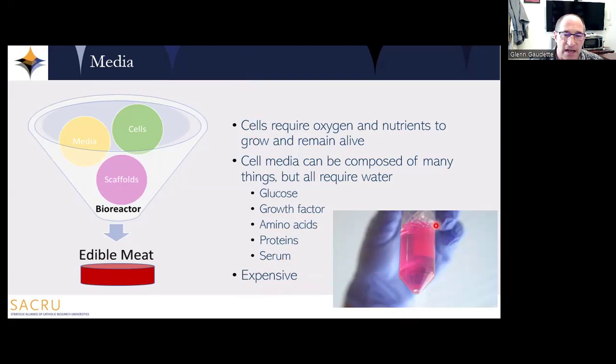On the right-hand side here, you can see a 50 ml conical tube filled with some media. In this case, it's pink, which is just a pH-sensitive dye, and if the pH changes, it generally turns more to a yellow color, but a good pink media in our lab generally means it's doing pretty good.